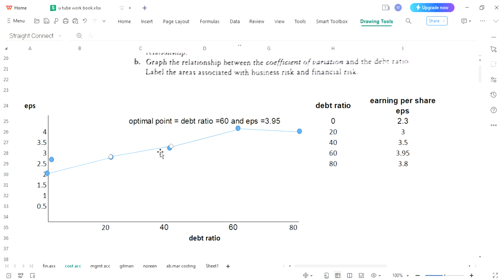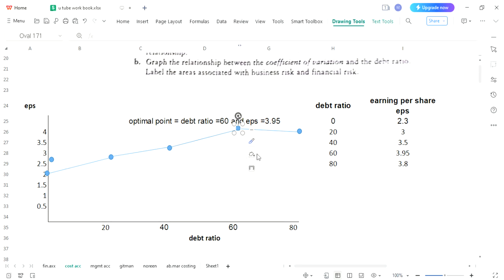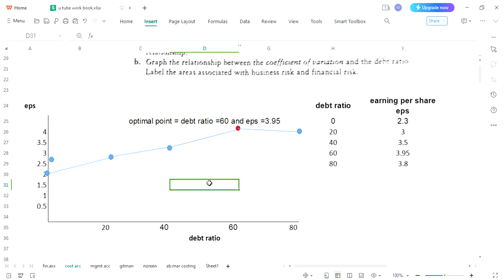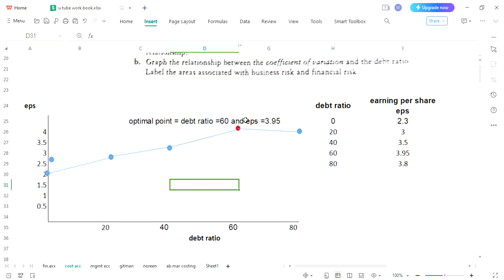Optimal position, maximum relationship which can be created, is now discovered, and this is your optimal position, and we can change its color as well, just to make sure that this looks different. Alright guys, we have got our optimal point. So A part has been solved with the help of graph. It was said to take help from graph, optimal debt ratio. So optimal debt ratio has been created.